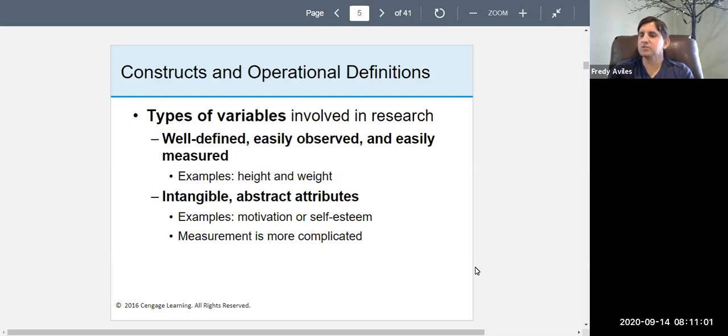So they're very easy to define. We know what they are. We can observe it very easily, right? We can observe your height very easily with a measuring tape, and your weight with a scale, right? Easily observed, easily measured. Okay, those will be easy.